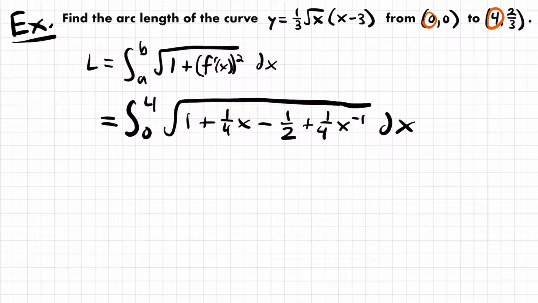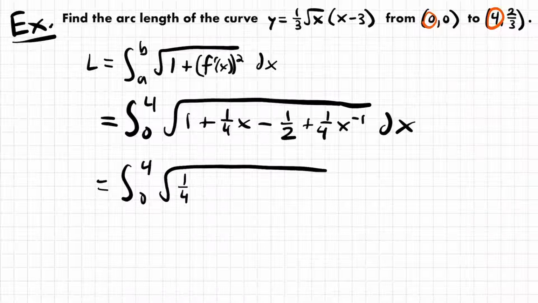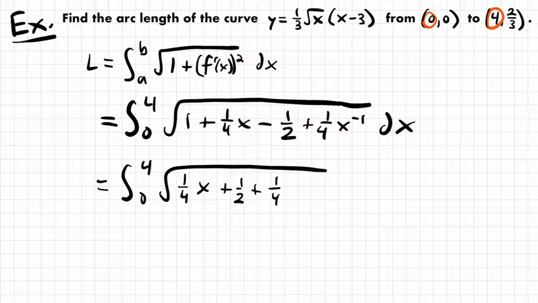All right, and so if I clean up my work again, we can add our like terms, which is just 1 and negative 1/2, so we can combine those to be positive 1/2. And so this will be equal to the integral from 0 to 4 of the square root of 1/4 times x plus 1/2 plus 1/4 times x to the negative first power times dx.